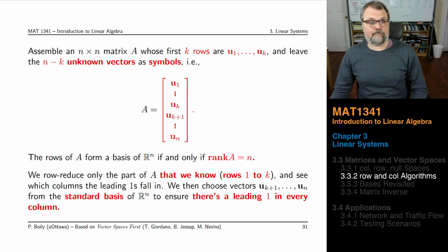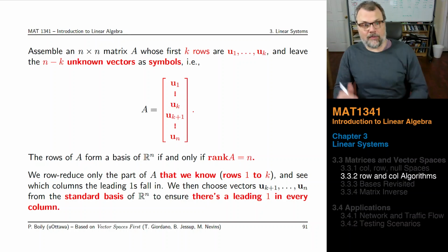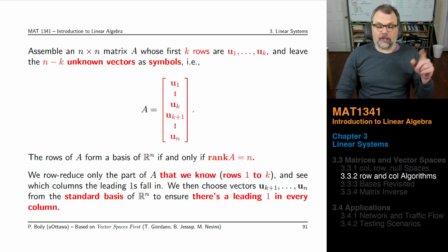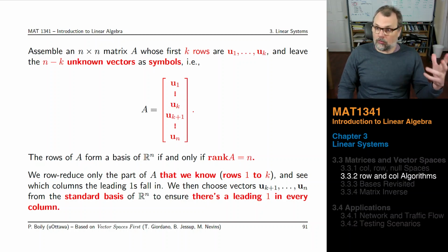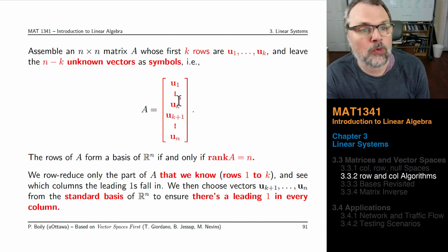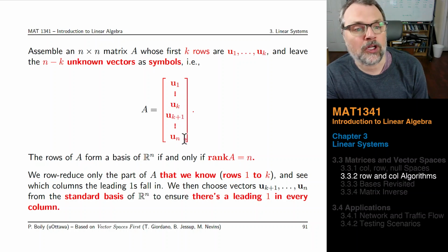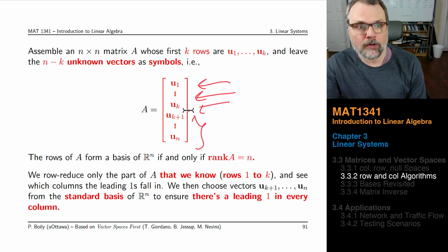So the way it works, you'll build an n by n matrix A, and the first k rows will be the vectors u1 to uk, the ones that you actually know as being part of your linearly independent set. The remaining n minus k vectors are unknown. We don't know what they are. We keep them in there as symbols. They look the same here, u1 all the way to uk, and uk plus 1 all the way to un, but these would be actual known vectors, and these would just be something you would write literally as uk plus 1 and as un.